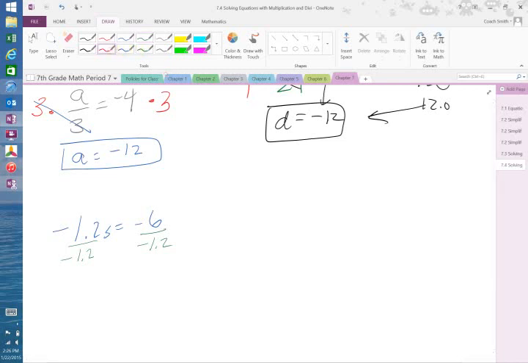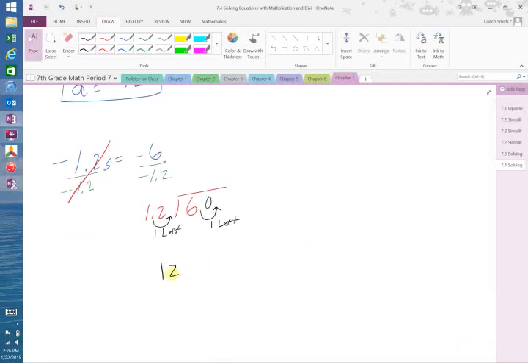Once again, all of these have been on the left side, but it's the same if it was on the right side. On the left side, the negative 1.2's cancel each other out. On the right side, we divide 1.2 into 6. The problem you have is you can't have a decimal on the outside of your division bracket. So I have to move it one place to the right on the outside and one place to the right on the inside. And so that gives me 12 into 60.